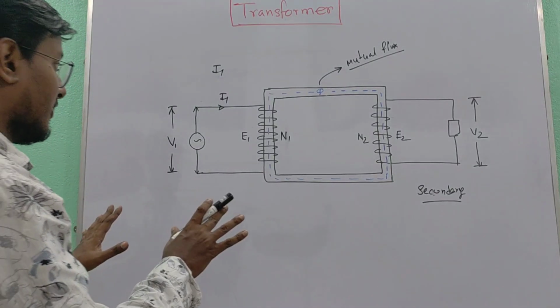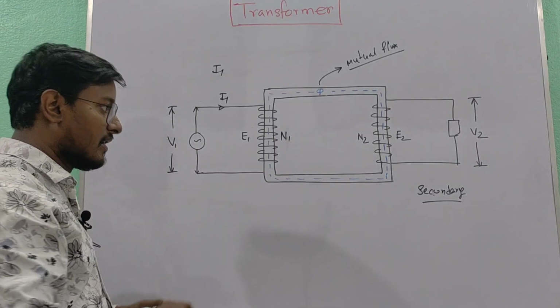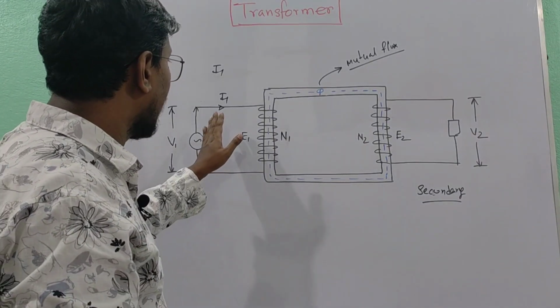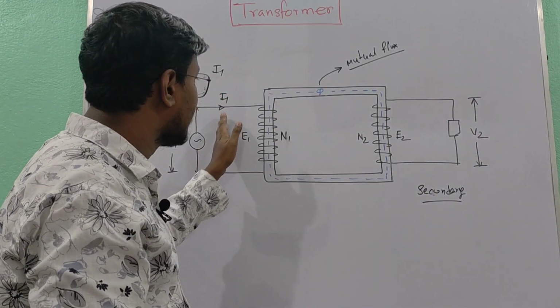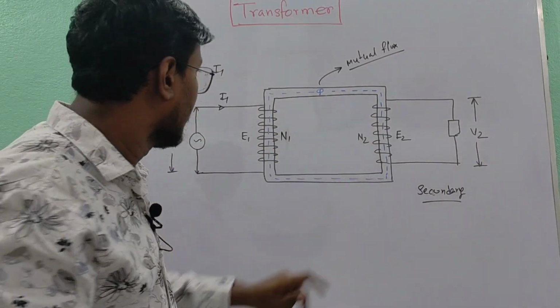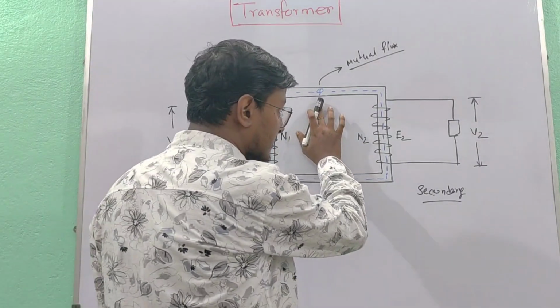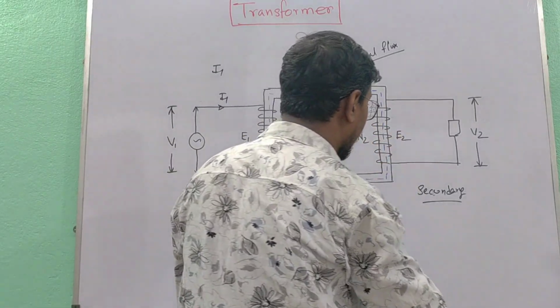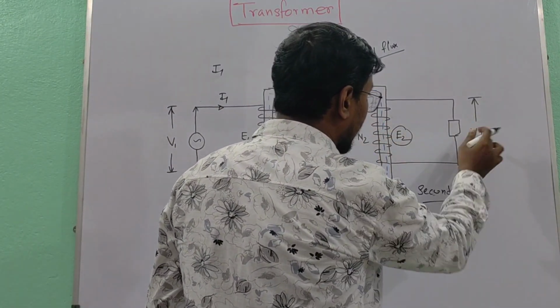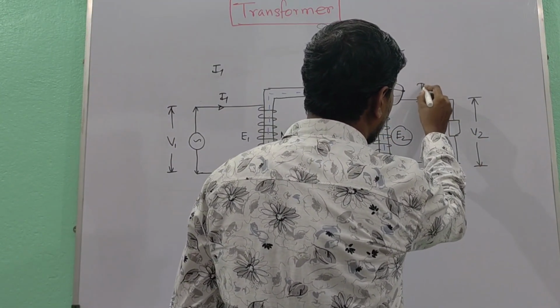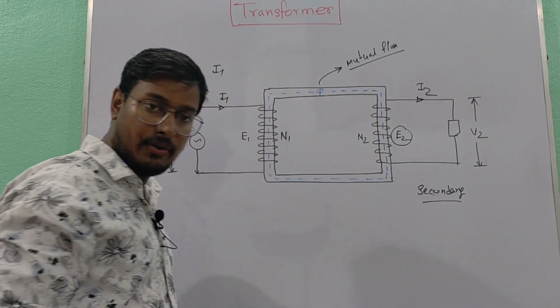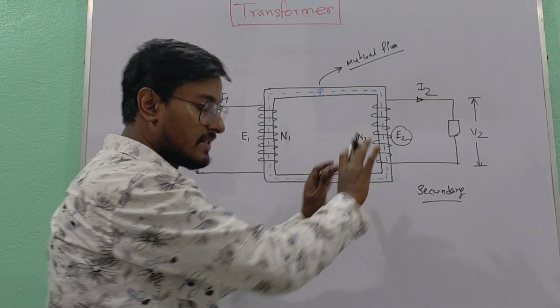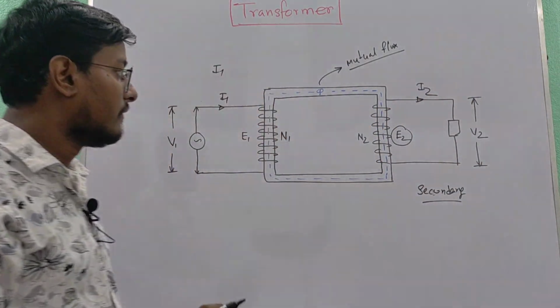Now there is an interesting phenomenon that happens in a transformer. As I said earlier, I1 will set up a flux phi in the core. Now we have seen that because of this flux phi there is an EMF E2 induced in the secondary, and if load is connected, current I2 will flow through it, that means the secondary will get some current. Very fine.